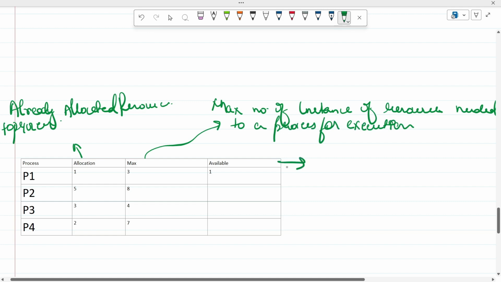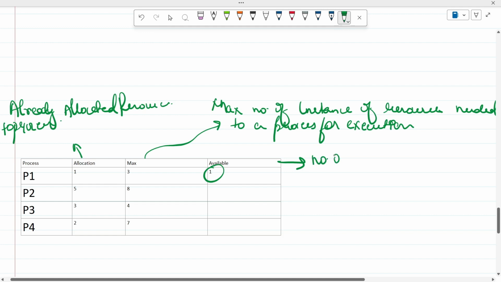Available means the number of available instances of a resource in a system. Only one resource is available in the system to fulfill the requirement. If it is able to fulfill the requirement of a process, then we can say that the system is in a safe state. And if one resource is not sufficient to start any of the processes, then we can say that deadlock occurs in the system.